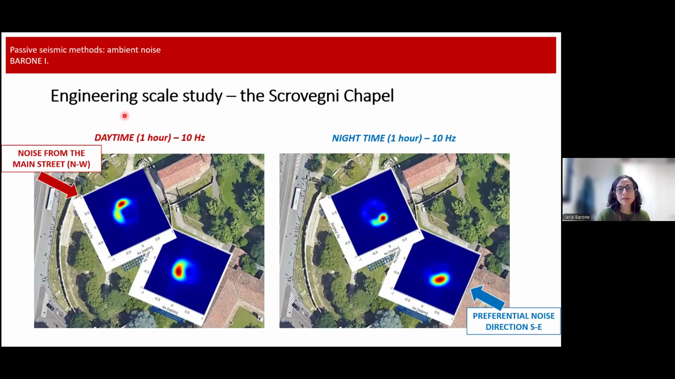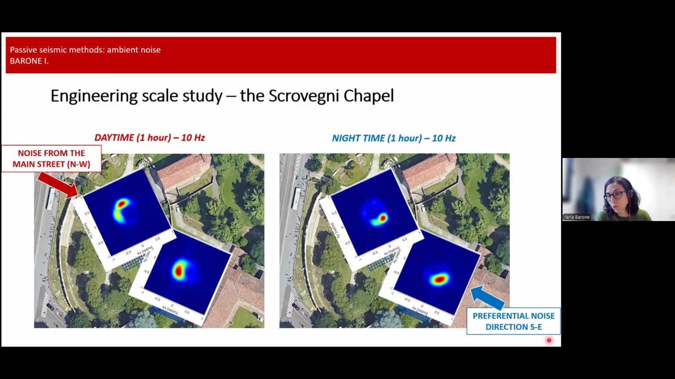In order to characterize the noise wave field in terms of directionality, we have applied beamforming. I have applied beamforming on local coordinates, and so then I had to rotate this map, but you can clearly see that if we apply beamforming for daytime hours, we have a preferential direction of the noise from northwest. Although if we do the same exercise during the night, we have a preferential direction from southeast. From northwest, we know there's the street. From southeast, we don't really know what's happening.